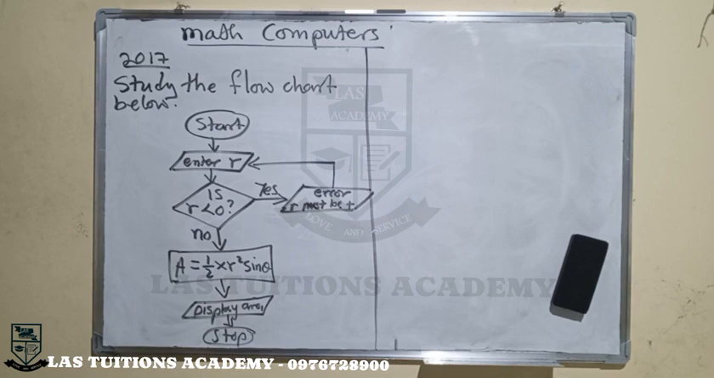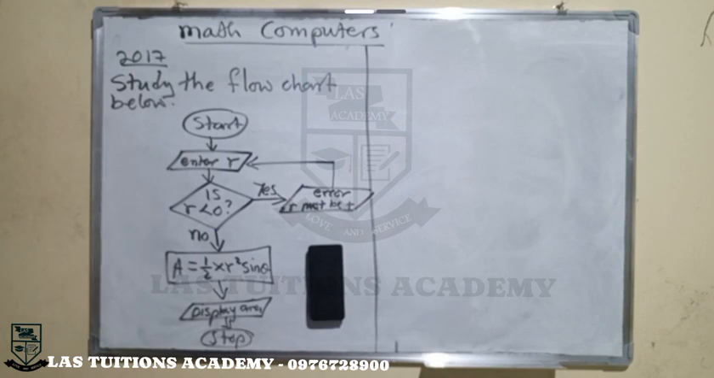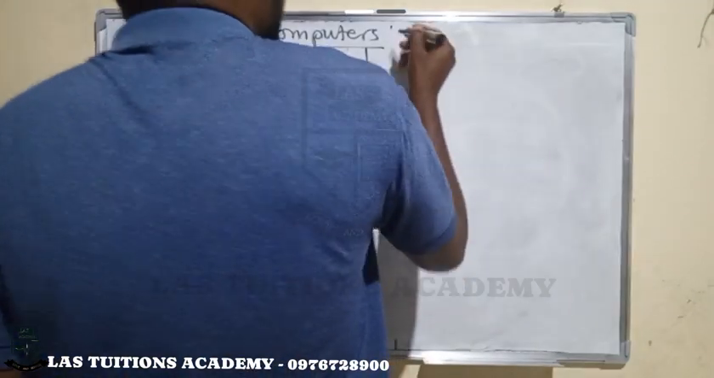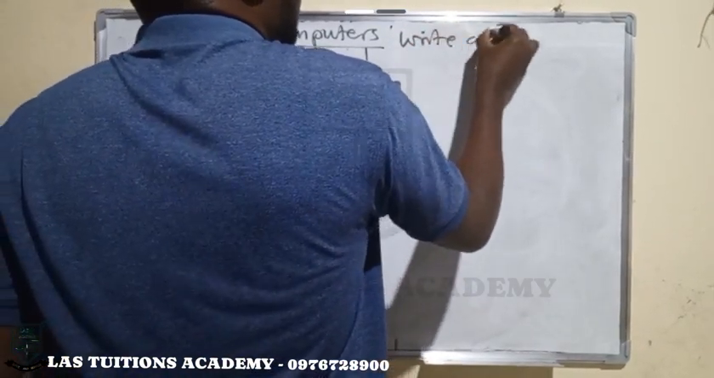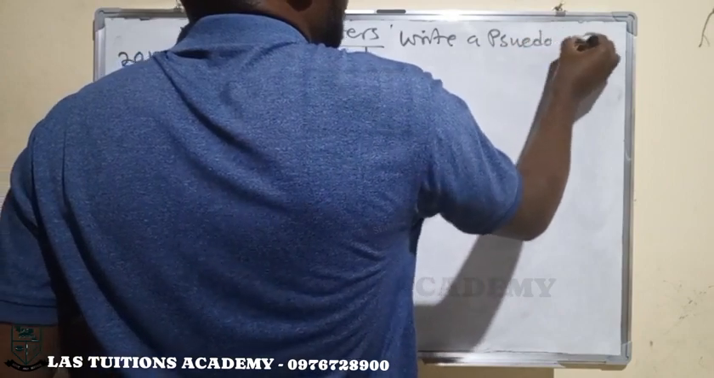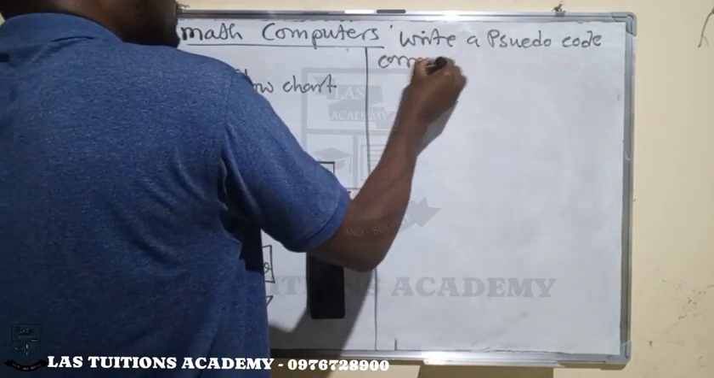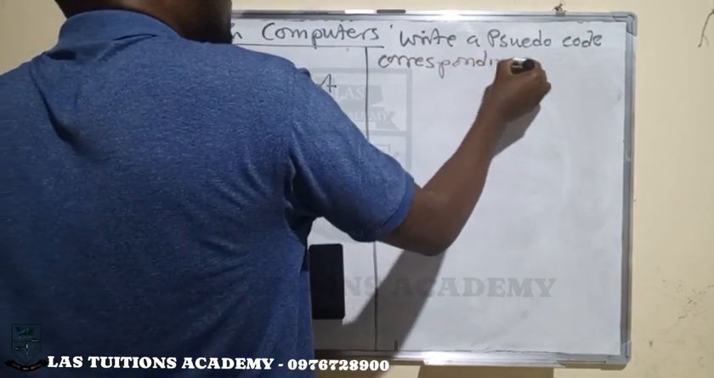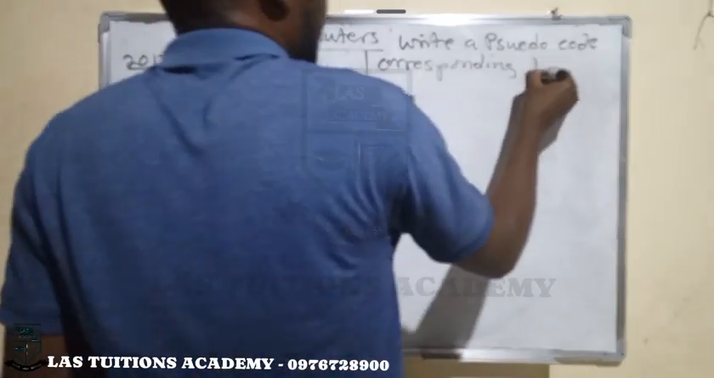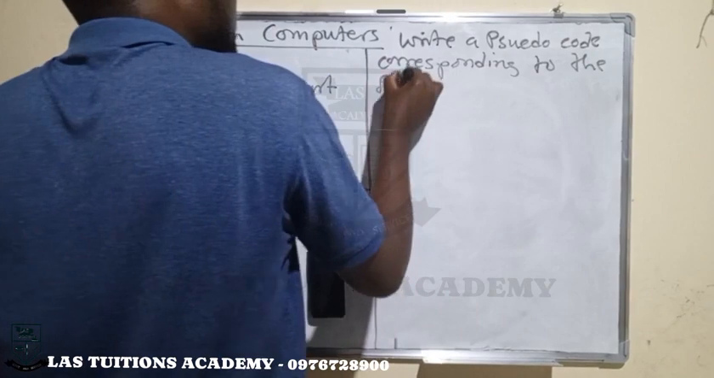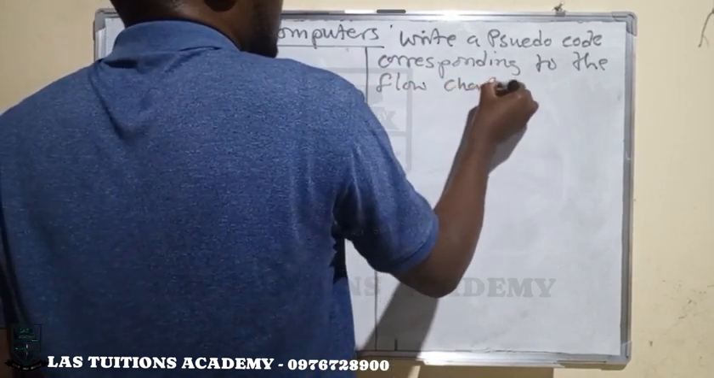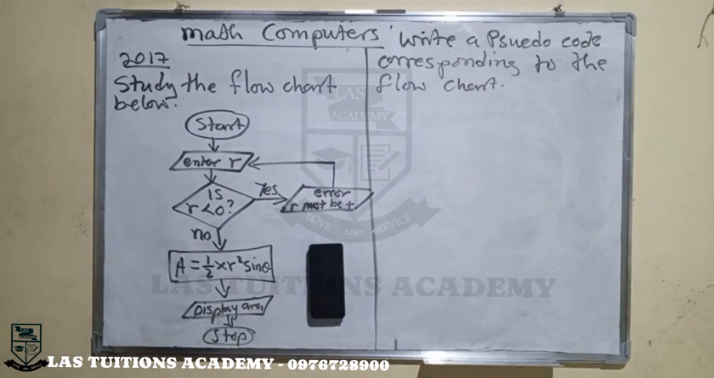Then from there now, we are told to write a pseudocode. So the question says, write a pseudocode corresponding to the flow chart. Okay, so we are supposed to write a pseudocode that corresponds to that flow chart.